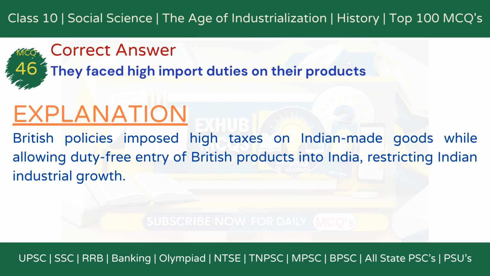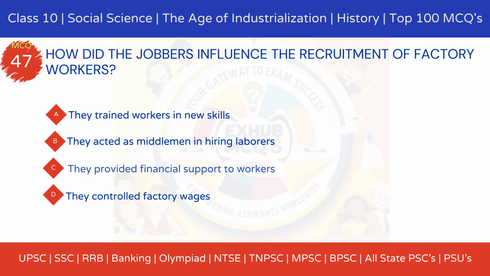The correct answer is option B. They faced high import duties on their products. Explanation: British policies imposed high taxes on Indian-made goods while allowing duty-free entry of British products into India, restricting Indian industrial growth. MCQ 47. How did the jobbers influence the recruitment of factory workers?